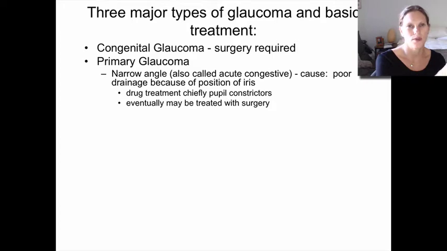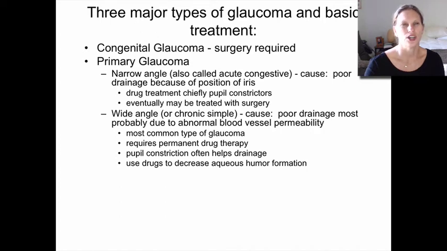So what we're going to want to think about with treatment is we're going to want to pull the iris away. How you can do that is constrict the pupil using our pupil constricting agents, which we're familiar with, and that would help to facilitate drainage. Sometimes you might have to actually surgically correct this. A narrow angle is less common. It's oftentimes unilateral, meaning it's on one side or the other, and it can come and go.